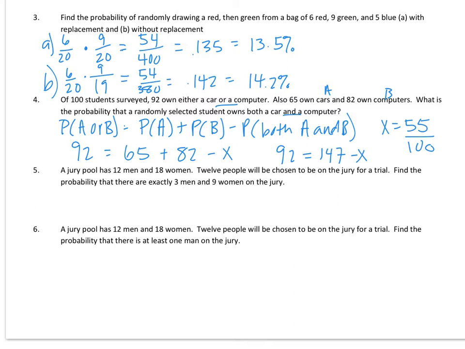Question 5. A jury pool has 12 men and 18 women. 12 people will be chosen to be on the jury for a trial. Find the probability that there are exactly 3 men and 9 women on the jury. So it does not matter what order we choose the candidates in. So exactly 3 men and 9 women will look like that. So we're going to multiply those together to get how many different ways we could pick 3 men and 9 women.